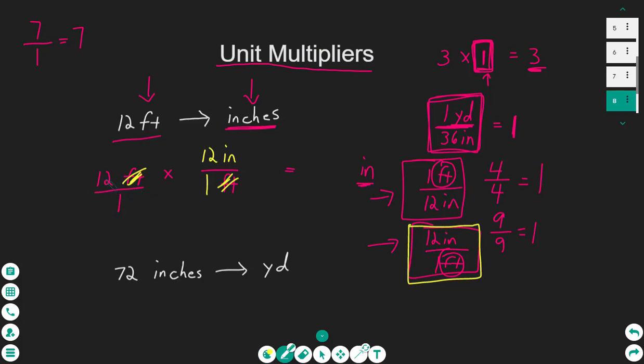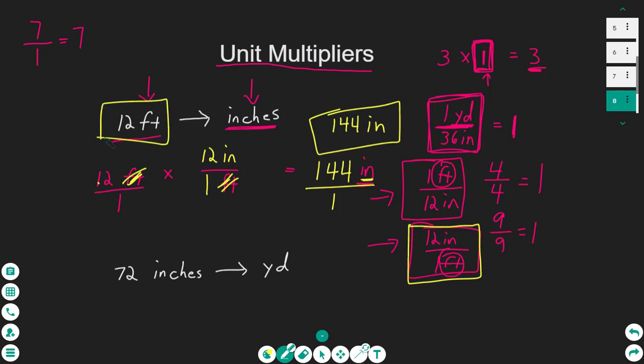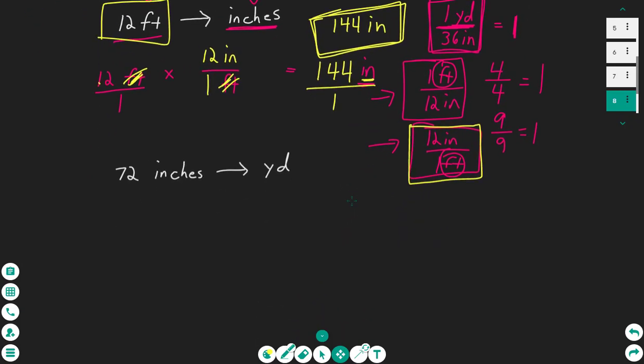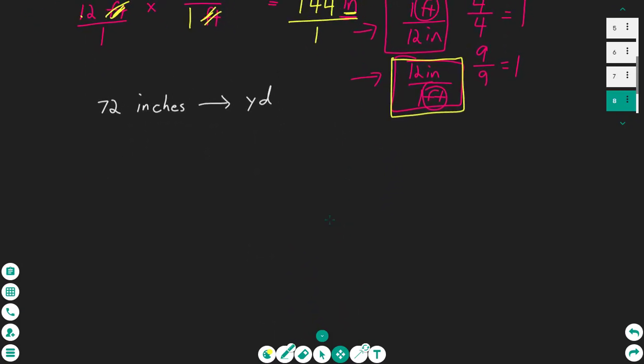I end up with, when I multiply this out, I go 12 times 12, the numerators, 12 times 12, is 144 inches, which is what I wanted, over 1, which, of course, is just equal to 144 inches. There you go. I converted the 12 foot to inches. I got it as 144 inches. How did I do it? I used a unit multiplier. All right, so that's kind of a long explanation. Let's try another problem here and maybe go a little faster with it and see how you do.